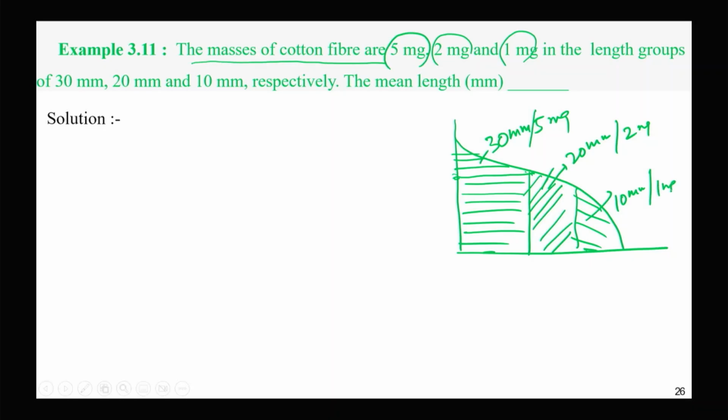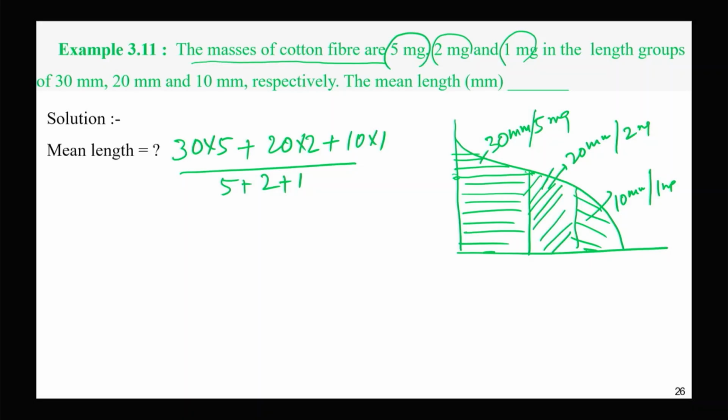So we have to calculate the mean length. So mean length we will calculate, it's very simple: 30 multiplied by 5, okay, W into L, W1 L1, W2 L2, so 20 multiplied by 2 plus 10 multiplied by 1, divided by the total mass. So 5 plus 2 plus 1.